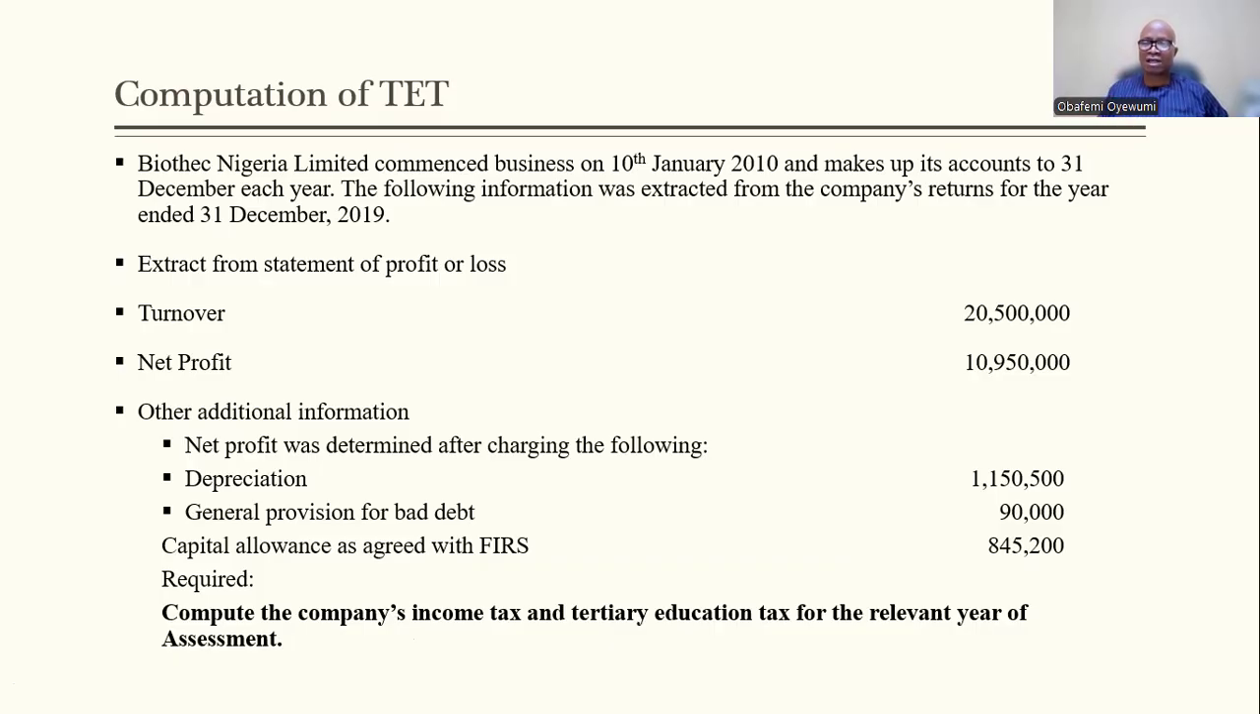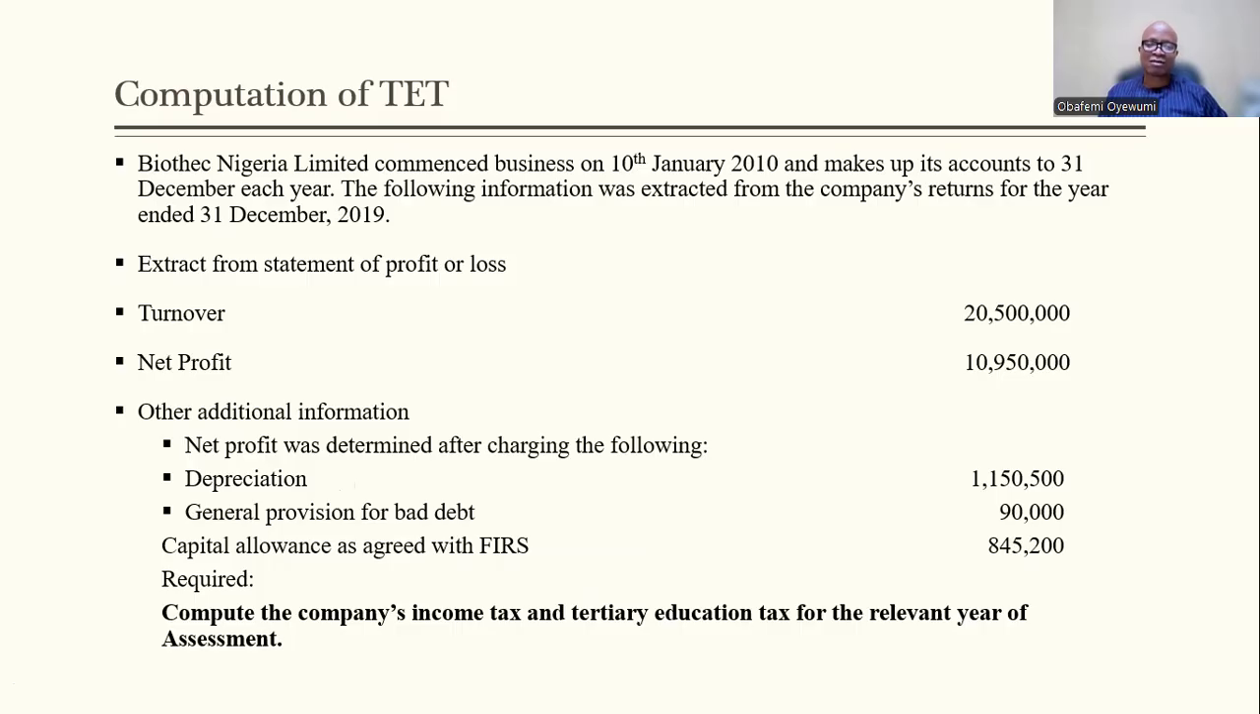Now begin to look at this question even right now. What comes to your mind, even before solving it? All right, turnover of 20.5 million, net profit of 10,950,000. And then of course we have depreciation. These are other information given to us. General provision for bad debt is 90,000. So how much will come in as company's income tax, and then how much will also come in as tertiary education tax from Biotech Nigeria Limited? That's the question for you and I to solve.